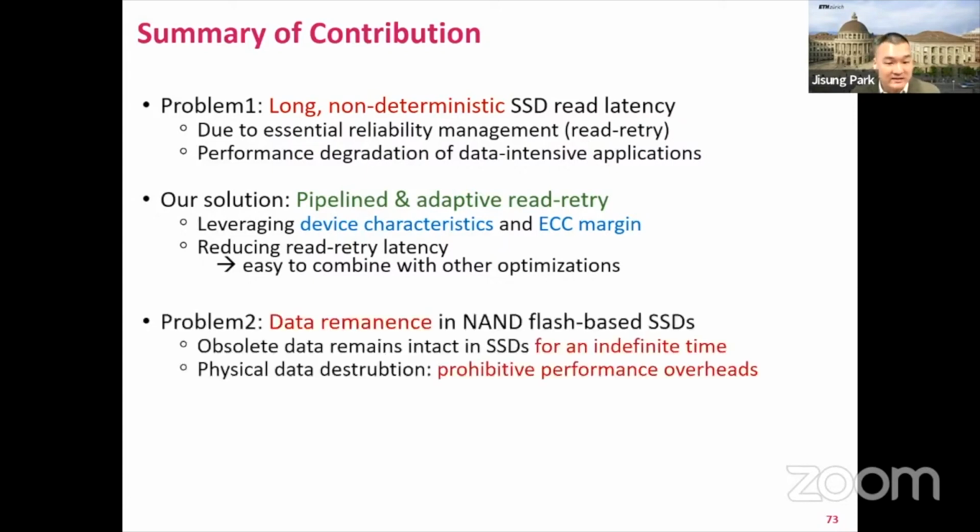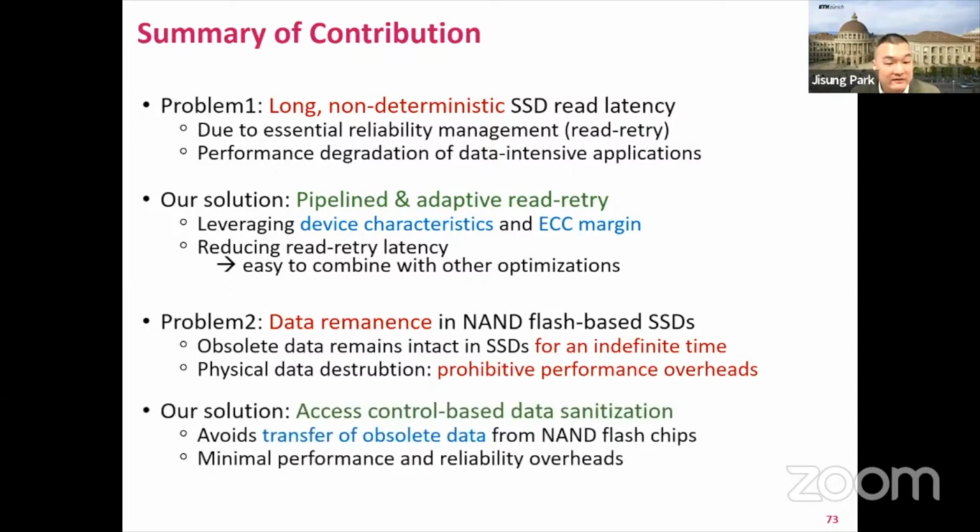The second work tackles the data-remanence problem in NAND flash-based SSDs, where obsolete data can remain intact in the SSD for an indefinite time. While existing techniques that physically destroy stored data exhibit prohibitive performance and lifetime overheads, our solution can efficiently support data sanitization with minimal overheads by avoiding transfer of the obsolete data from NAND flash chips, using existing spare cells and simple logic.